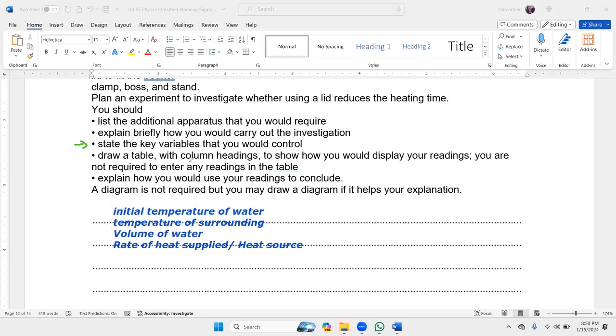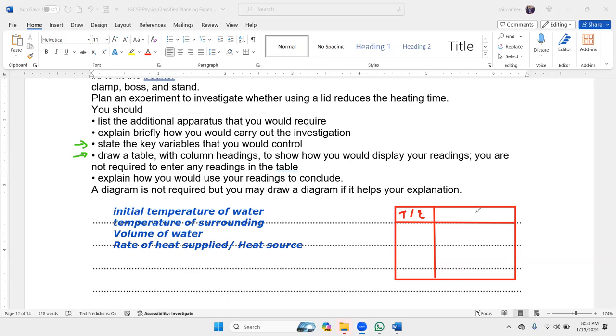Then draw a table with a column heading to show how you would display your readings. You're not required to enter any reading. Like you are not supposed to write anything. The initial temperature. And it can be a table or tables. So one we are doing with lid, like we have initial temperature. Whenever we say table with a column heading, if you're representing a temperature, that is T and the unit is degree centigrade. That is a starting temperature or the initial temperature.